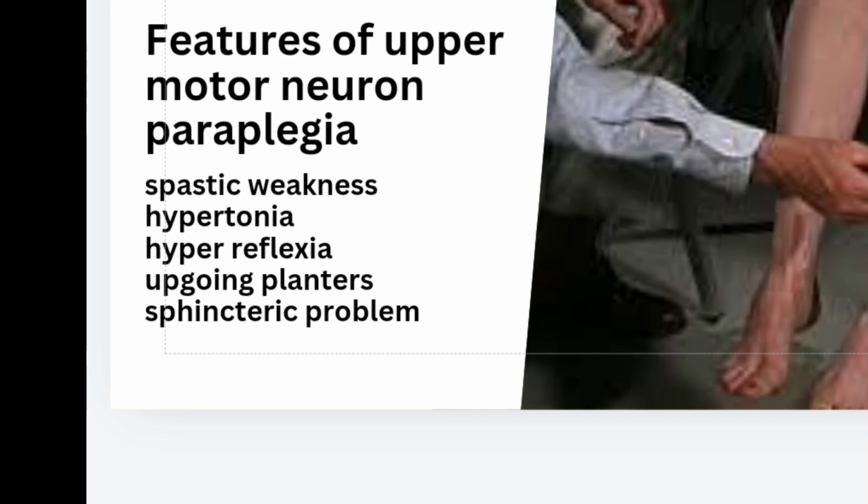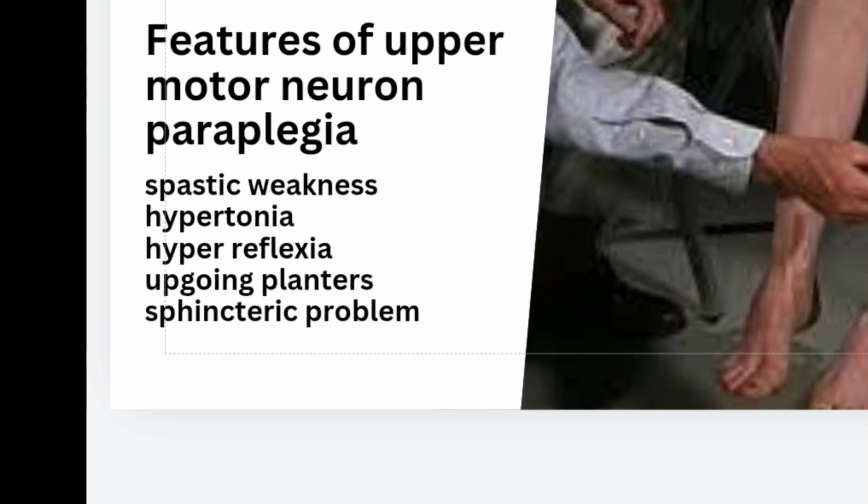Then degenerative spinal cord disease means osteoarthritis of the vertebral column, and these osteophytes cause compression, and if this compression is severe, it can lead to spinal cord compression. Otherwise, it leads to different sorts of neuropathies. Then demyelination: multiple sclerosis is another reason in which the spinal cord can be affected and it can produce upper motor neuron paraplegia. So these were the causes of upper motor neuron paraplegia.